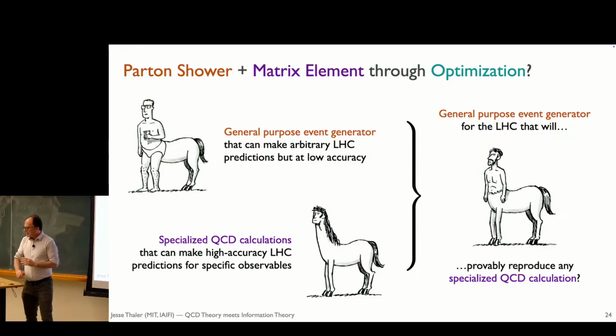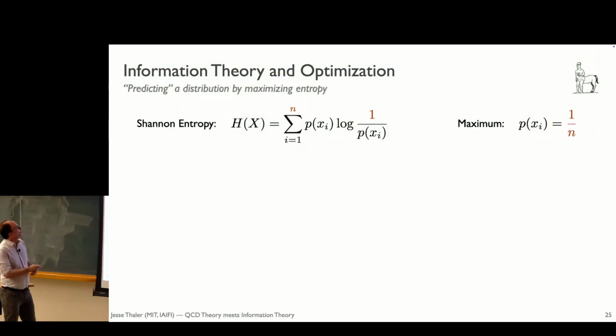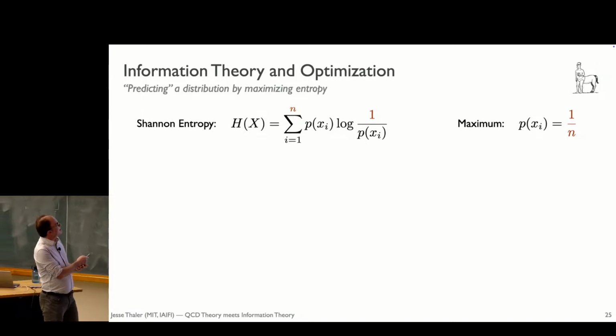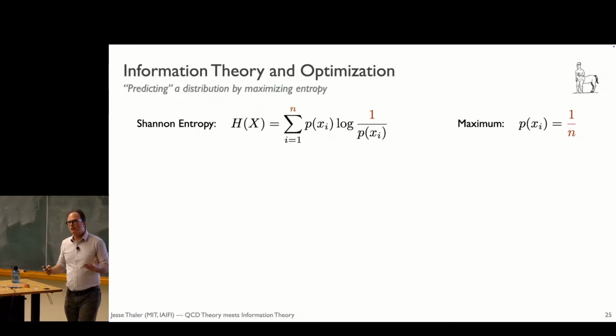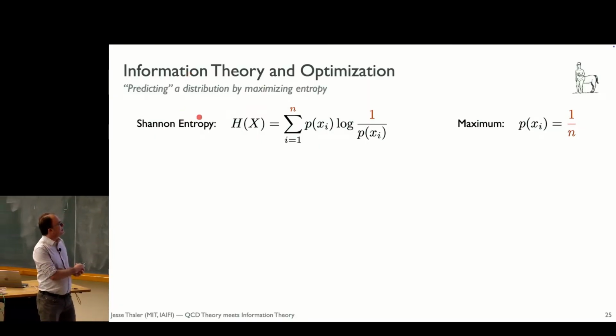As already advertised, the way we're going to do this is through information theory and information theoretic optimization. So we're going to predict a distribution by maximizing entropy. If I had discrete data, then a standard way of talking about maximizing entropy is through the Shannon entropy, which is a sum over all configurations of the probability of that configuration times log of 1 over the probability. And you can show that maximizing this, that is, maximizing the p that would maximize the entropy, says that the p's would be 1 over n.